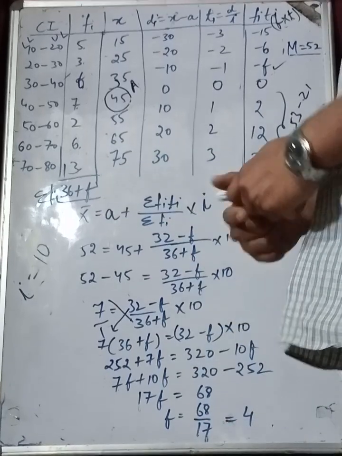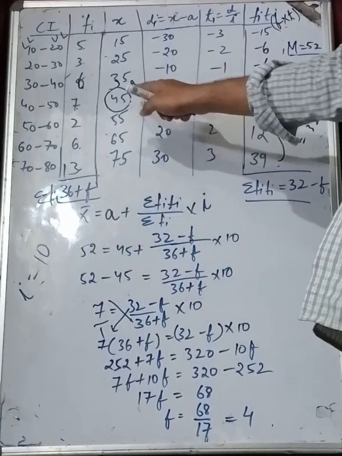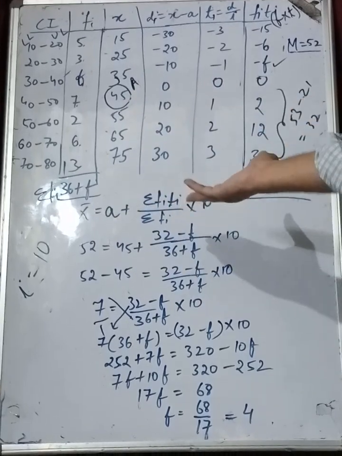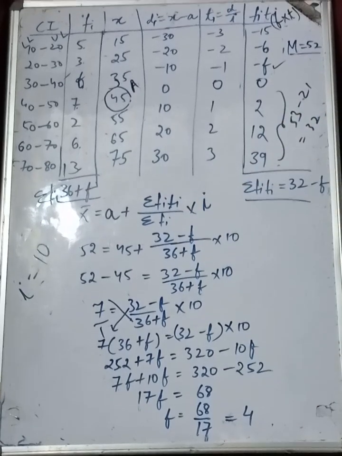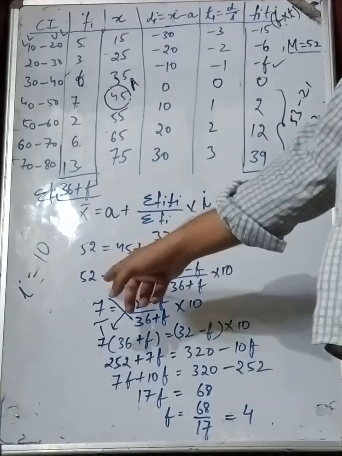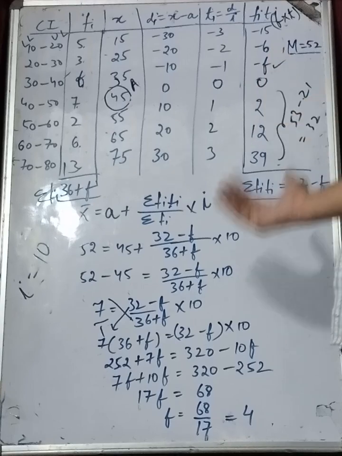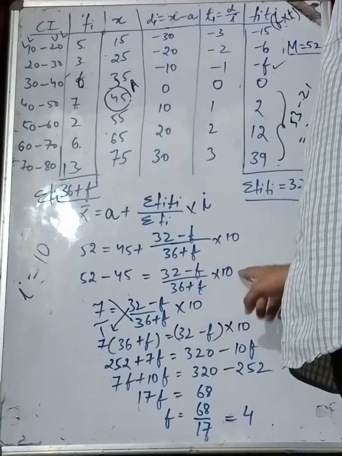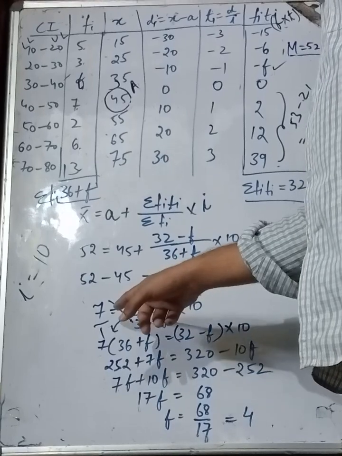Put in the values. What was the value of the mean? Already given, 52 equals the assumed mean, which was 45, plus summation fi ti, that is 32 minus f, upon 36 plus f, multiplied by i, that is 10, the class size or class height. Transfer this 45 to the left-hand side and subtract it from 52, which gives 7. Leave the fraction on the right-hand side, multiplying 32 minus f with 10, upon 36 plus f.